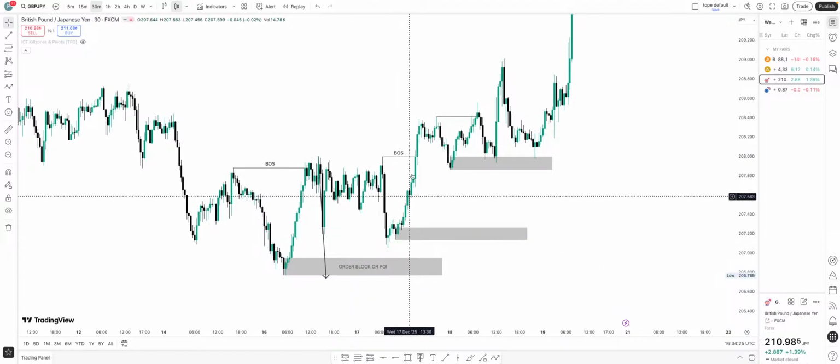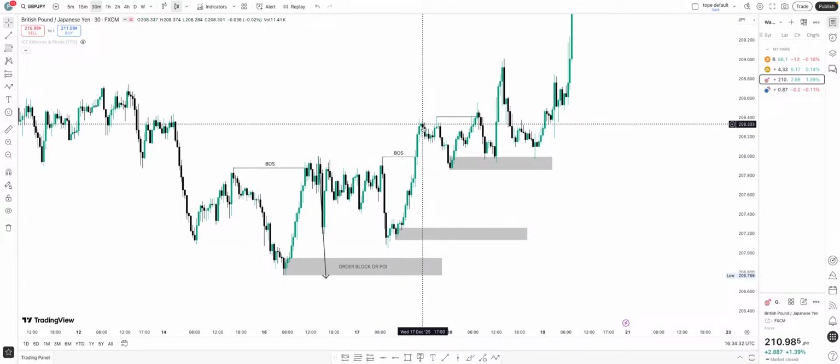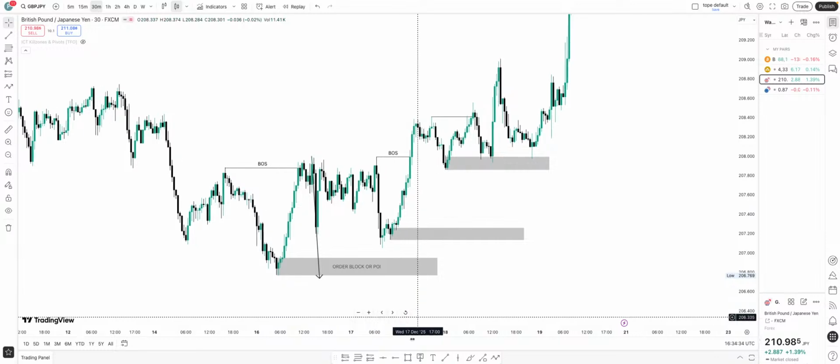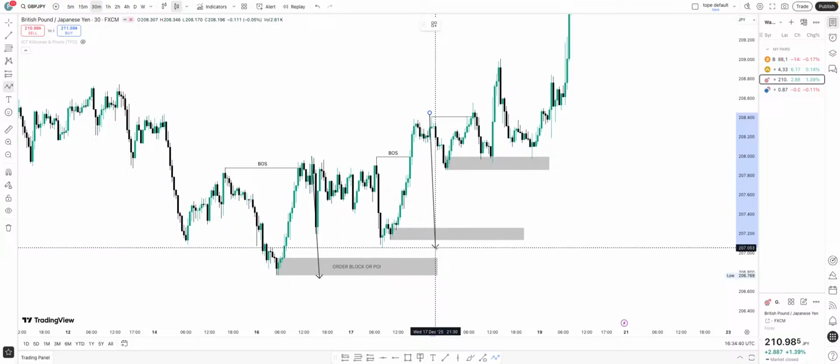Okay, so this is the dealing range for the other one. You see this last candle and this one, from here to here, this is my dealing range. This is my dealing range here, from here to here.